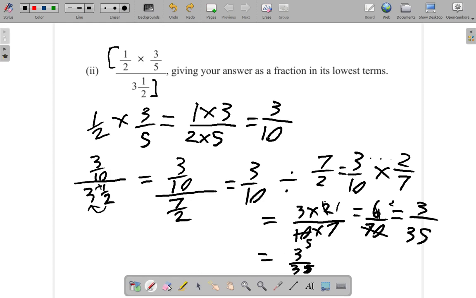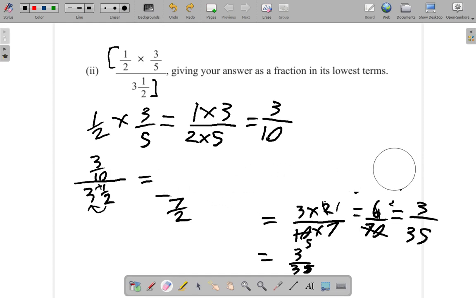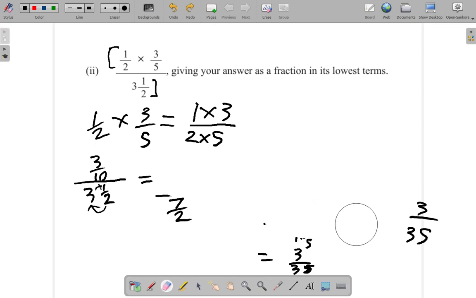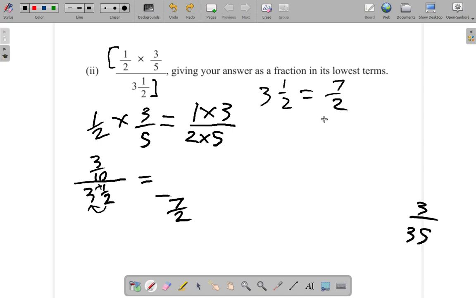Let us take a look back at a part of this question when we turned 3 1/2 into 7 over 2. Let's look back and see how that worked out. Here, 3 1/2. We see that 3 1/2 is the same as 7 over 2. 3 1/2 is equal to 7 over 2.